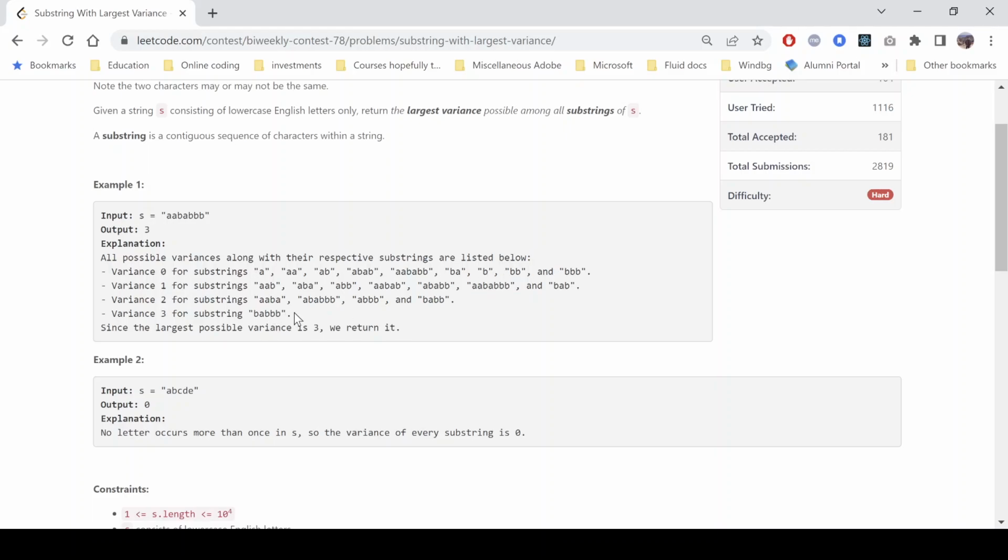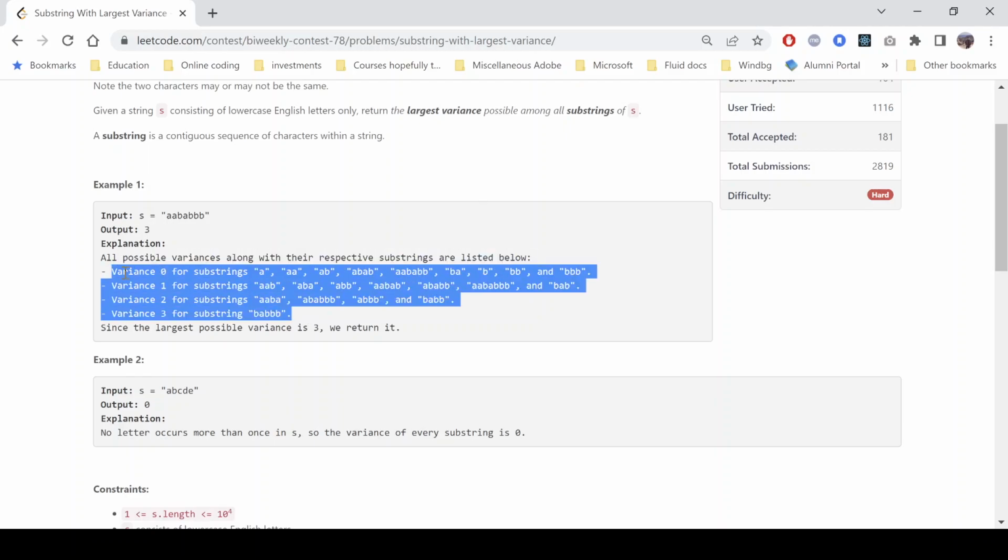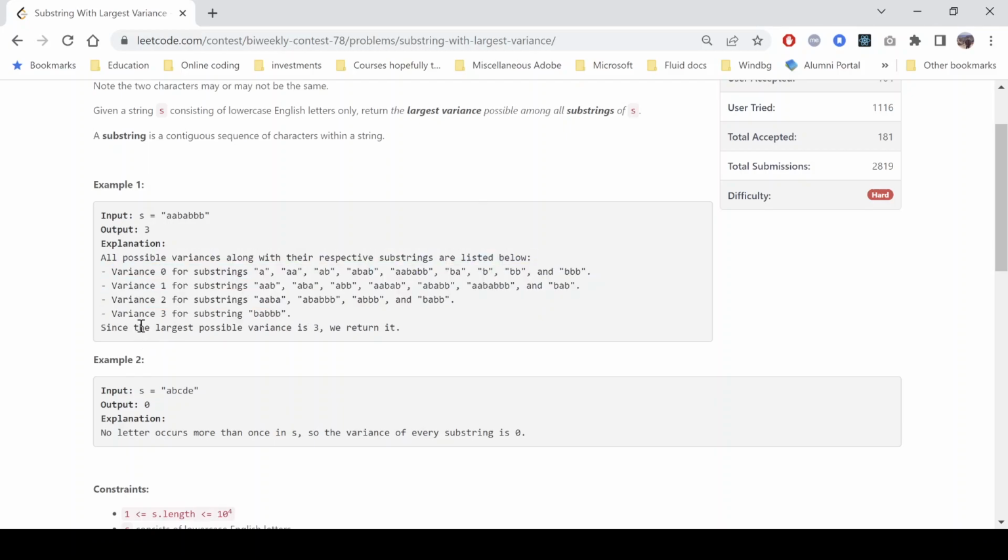In this way, if we look into the last thing, so variance is 3 only for this substring, that is BABBB. So we have 4 occurrences of B and 1 occurrence of A. So the maximum of all these is 3, so we return 3. So it says since the largest possible variance is 3, we return it.